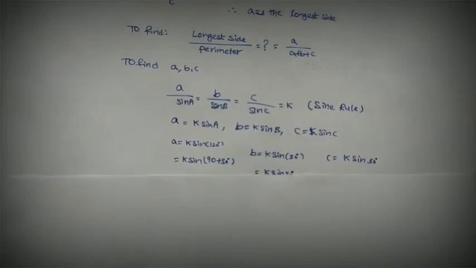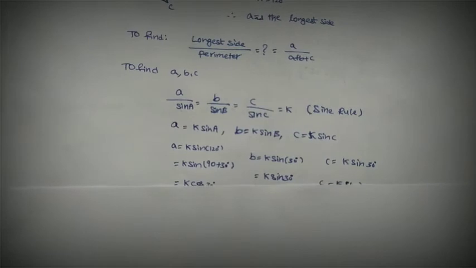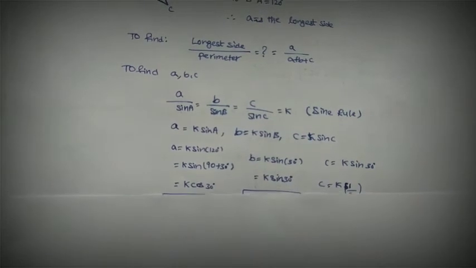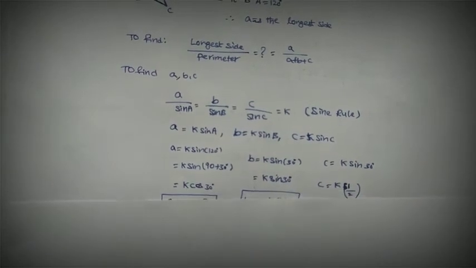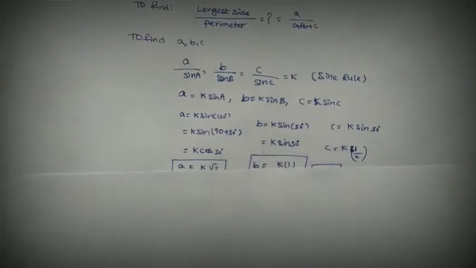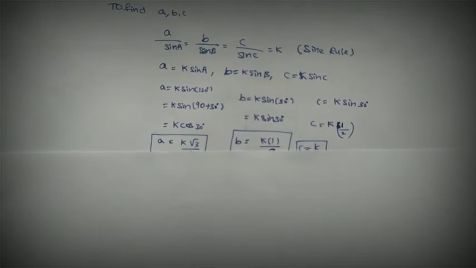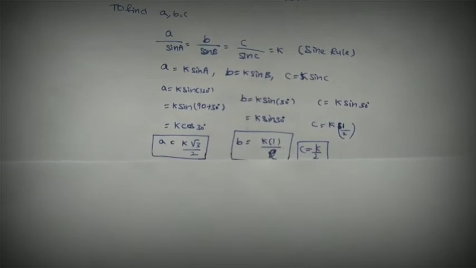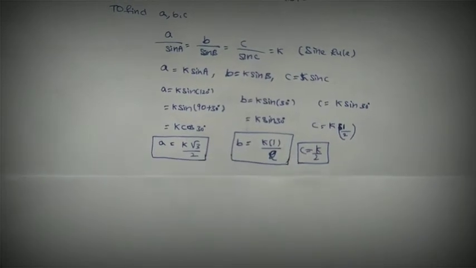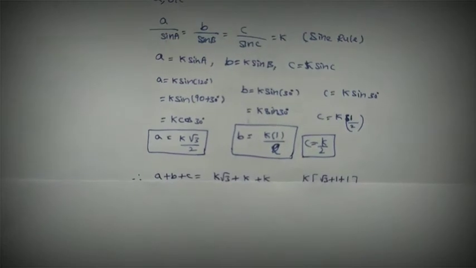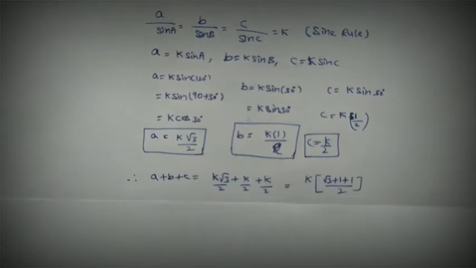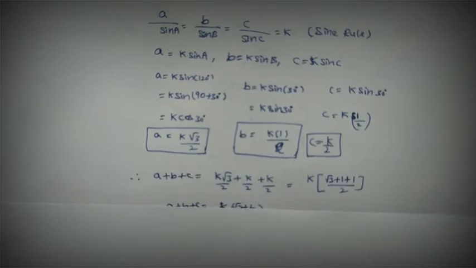120 degrees can be written as 90 plus 30. So sine of 90 plus 30 is nothing but cos 30 degrees. So we know the value of cos 30 degrees, which is root 3 by 2. So K times root 3 by 2. Similarly for b and c, we will get b equals K by 2 and c equals K by 2 as well. And therefore, what is the sum for the perimeter?